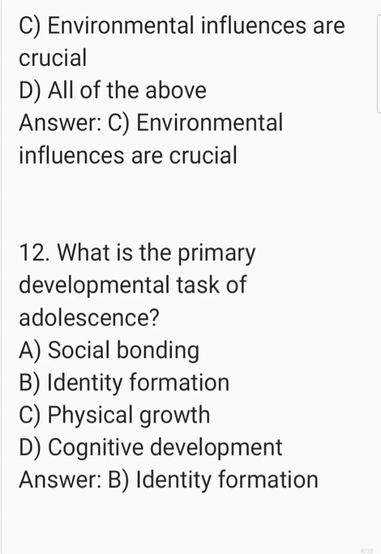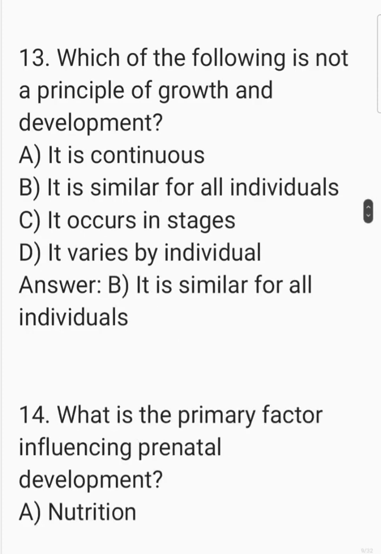Environmental influences are crucial. 12. What is the primary developmental task of adolescence? A. Social bonding, B. Identity formation, C. Physical growth, D. Cognitive development. Answer: B. Identity formation. 13. Which of the following is not a principle of growth and development? A. It is continuous. B. It is similar for all individuals. C. It occurs in stages. D. It varies by individual. Answer: B. It is similar for all individuals.